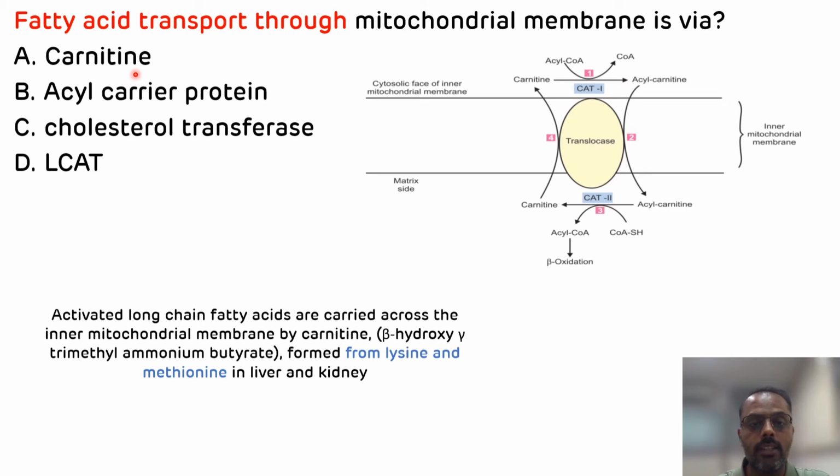And this is the picture which shows the transport of activated fatty acid into the mitochondria with the help of carnitine, which is the step related to the beta oxidation of fatty acid. And this particular step is the rate limiting step, which is catalyzed by the CAT1, carnitine acyl transferase 1 enzyme. Fine. That is the fatty acid transport.